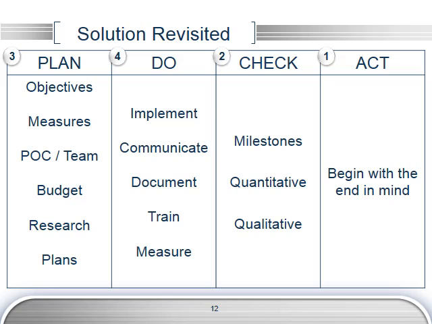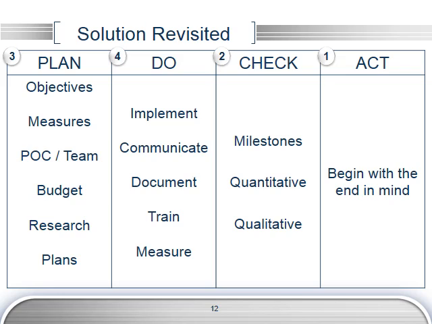Then number 3, we jump into plans. You've already done your objectives and your measures. Who's going to do it? Do you need a team? Is there budget involved? What kind of research do you need to do? Do I need to have a plan? It's just that simple. Then you jump into the do.